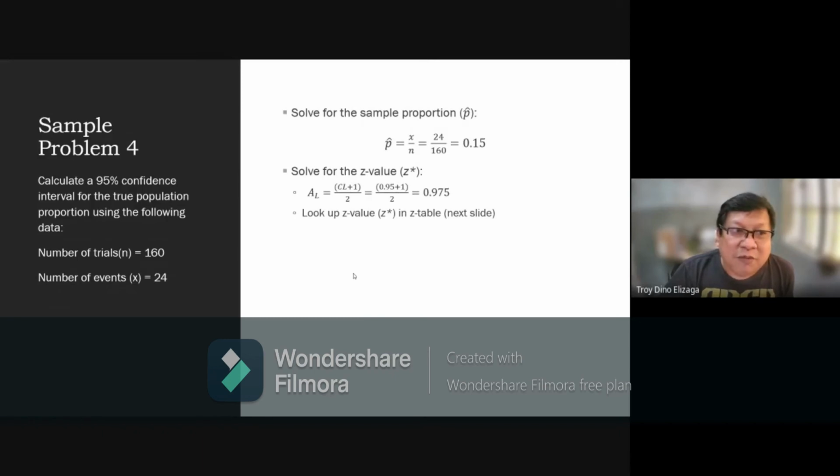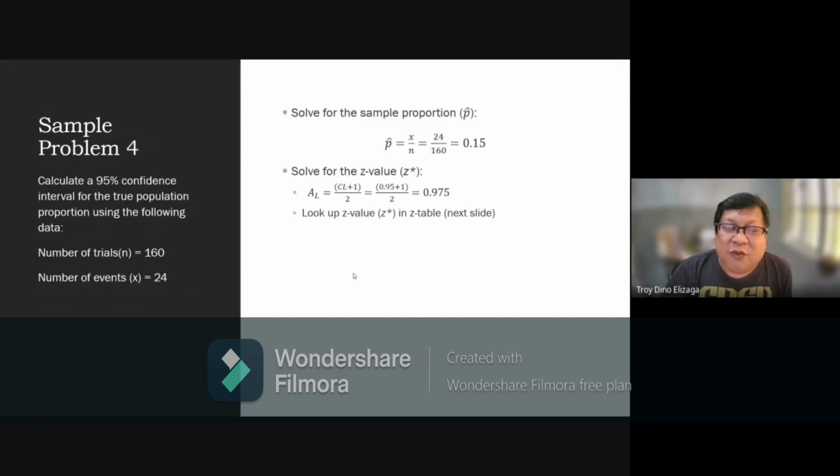to solve a problem to understand how the formula is used. So sample problem number 4: calculate a 95% confidence interval for the true population proportion using the following data. The number of trials is 160 and the number of events is 24. So to solve for the population proportion, we look for the p hat first. P hat is equal to the number of events over the number of trials. We get 0.15.